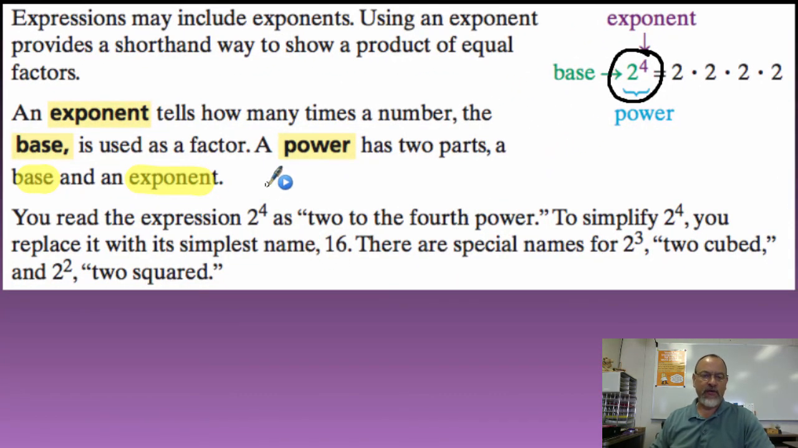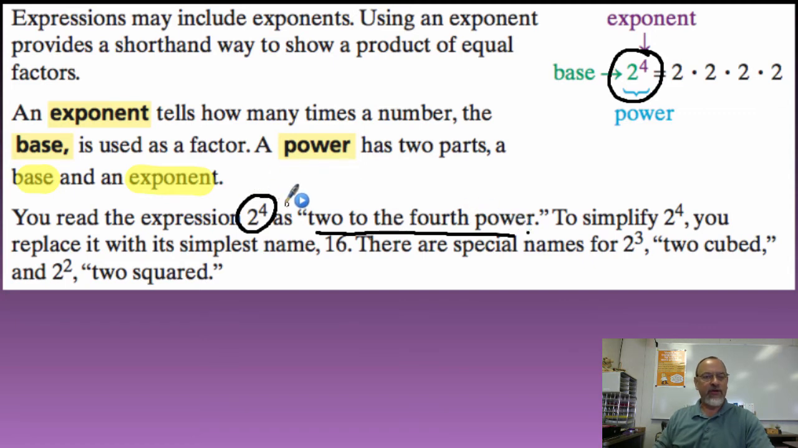Now I want you to take a note here. Notice that this is the math language representation. This is 2 to the 4th power using math symbols. Notice that the translation into English is this. So we have this English phrase, 2 to the 4th power.